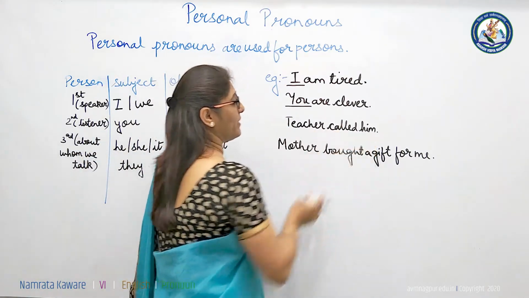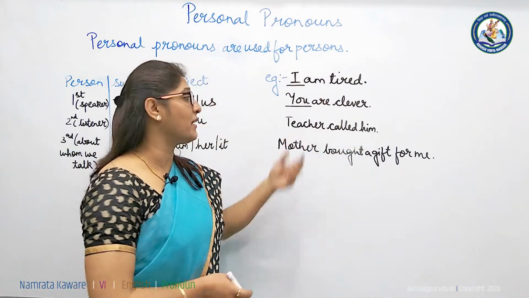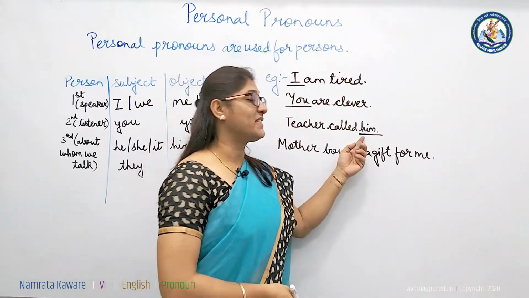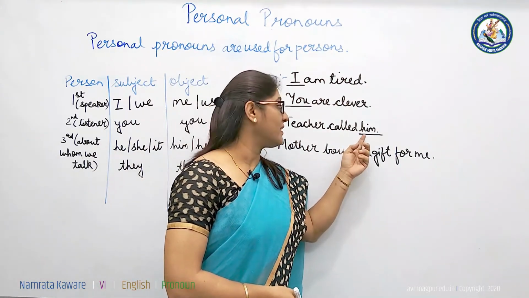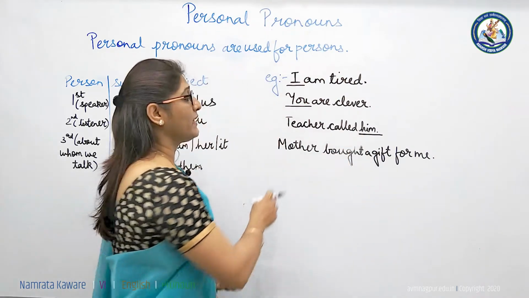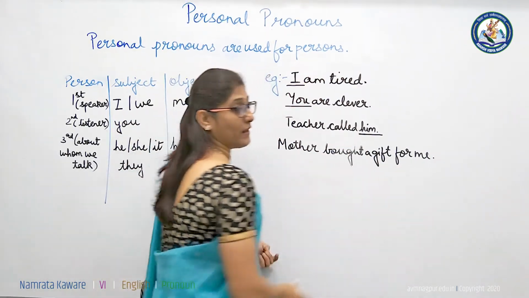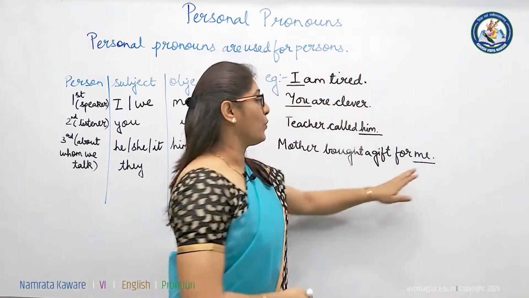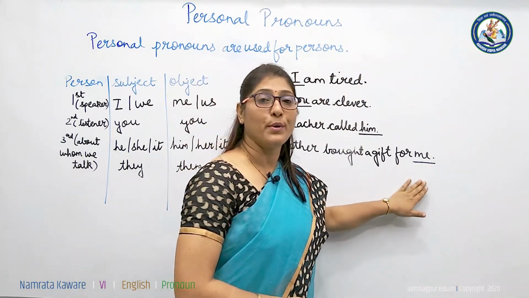Teacher called him. Here the doer of the action is teacher and the person is used in the object's place. That is why I have written him over here. Mother bought a gift for me. Here again me is in object's place and we write me for the pronoun.